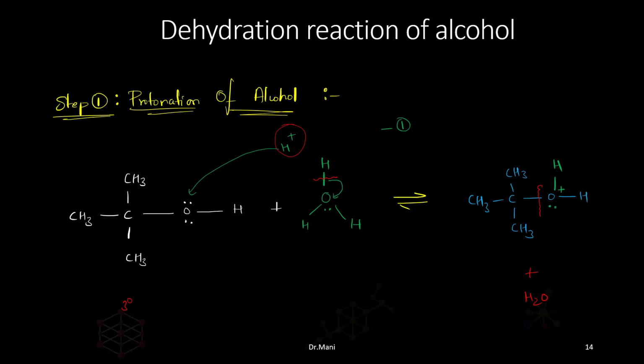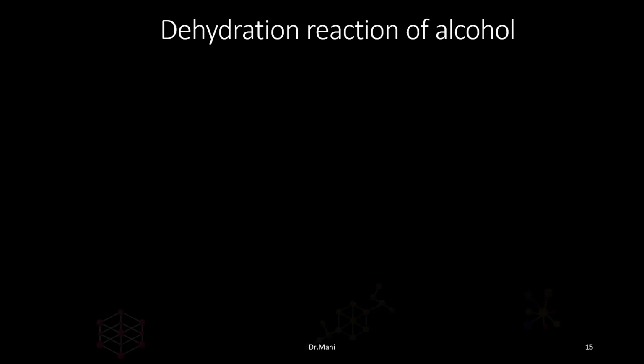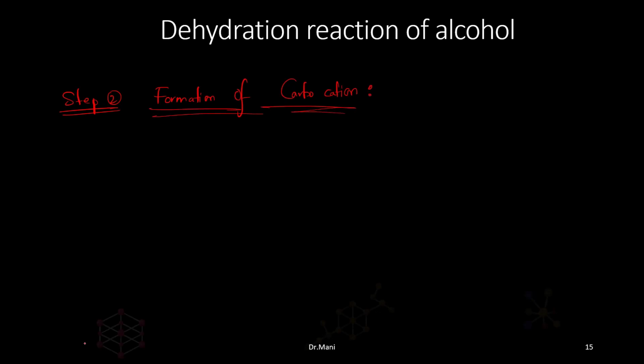Yes, sir. So now step number two, formation of carbocation. How will this happen? This will happen like this. Again, now you take this C, CH3, CH3, CH3. The proton will come and attach to the water molecule. So this will become a good leaving group.